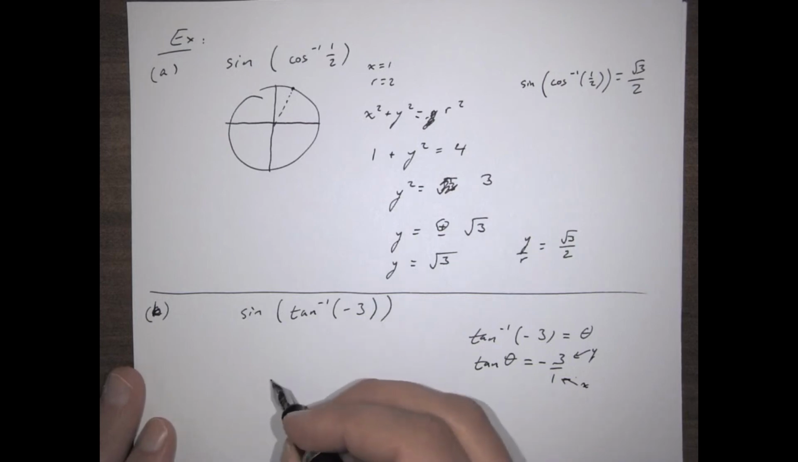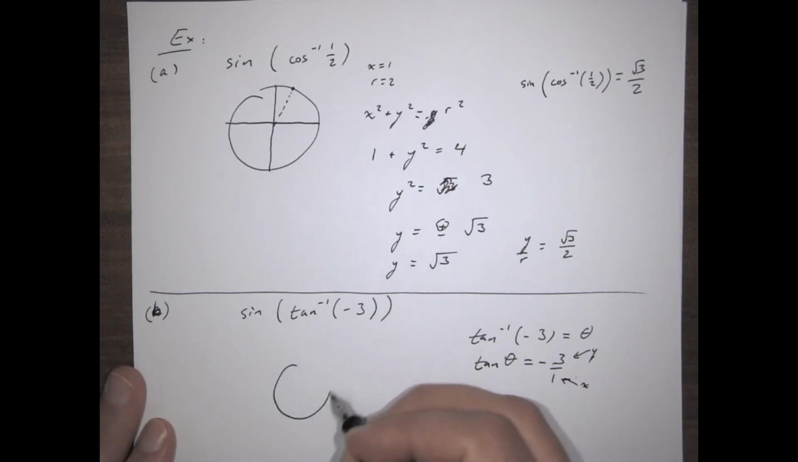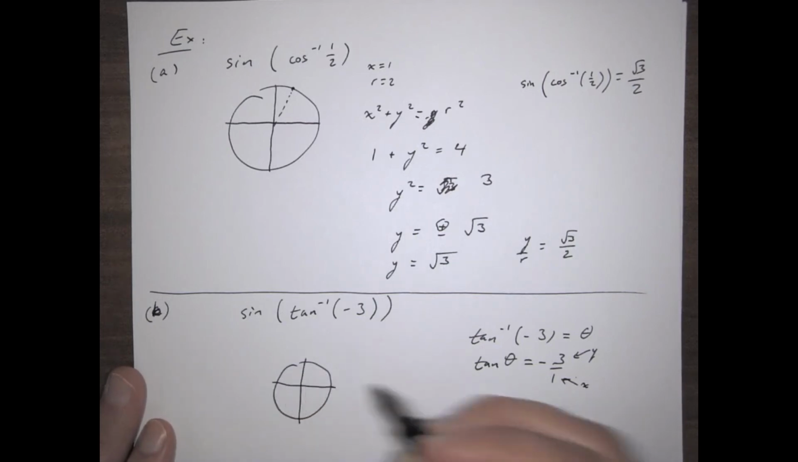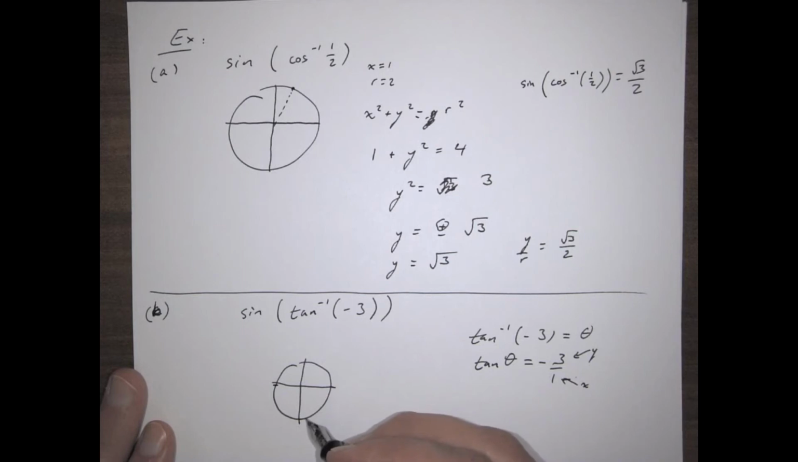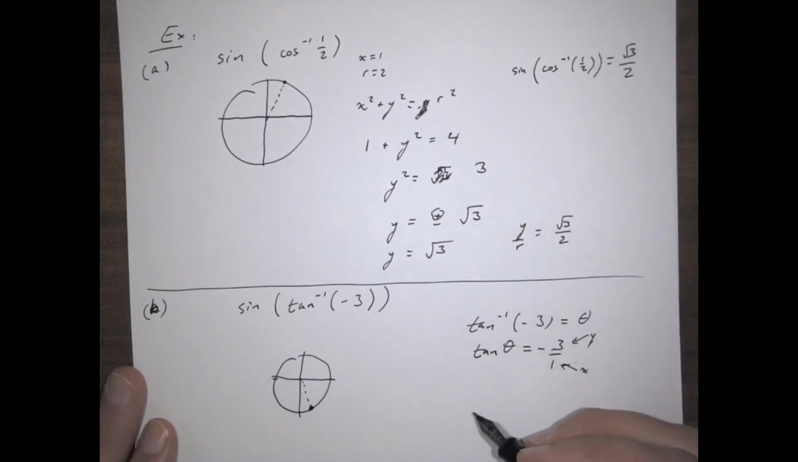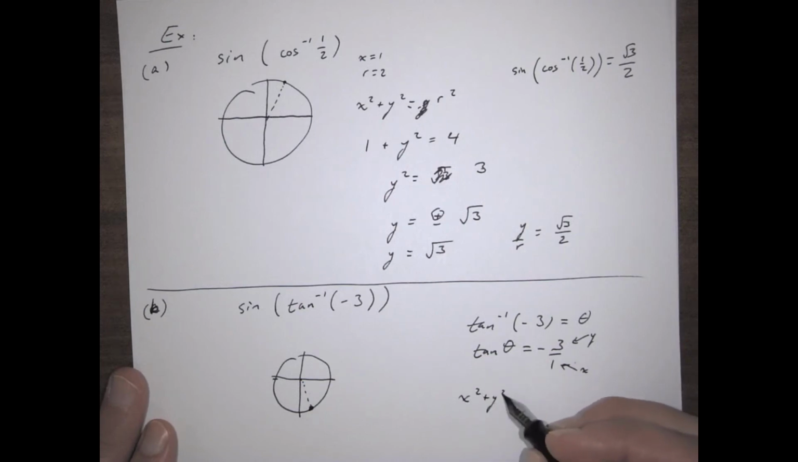Okay, well, let's try it out. y of -3, x of +1 would put us down here somewhere. And what would the r then be? Well, let's figure it out. So x squared plus y squared always equals r squared.